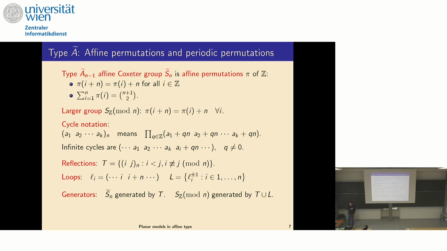The most immediate, simple next thing you'd want to do: you have this group defined by these conditions, and you want a larger group. Let's just take away the second condition. So you simply consider permutations of the integers with this mod n symmetry.